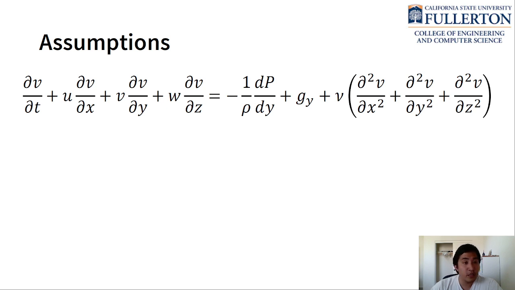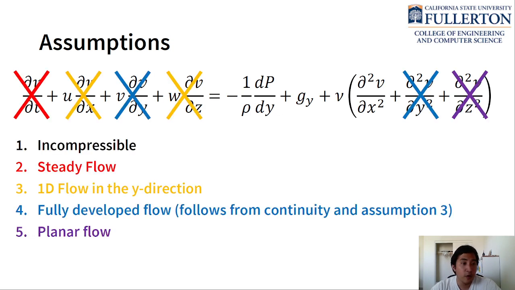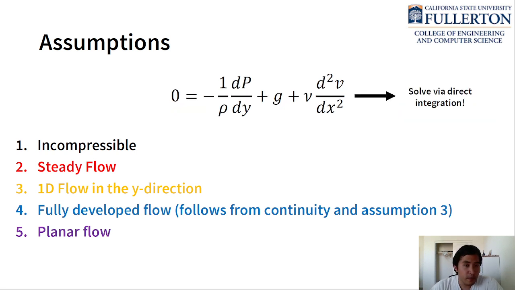Just like normal, we're going to start with our assumptions. Here is the full momentum Navier-Stokes equation. This is in the y direction because we're in vertical flow. And these are all the terms that we're going to cross out due to our assumptions. Most of these assumptions are fairly standard. The only thing is that because we have the pressure gradient and gravity, we're going to leave those within the equation. And so we end up with a formula that looks like this, and this is the one we're going to be solving for by direct integration.